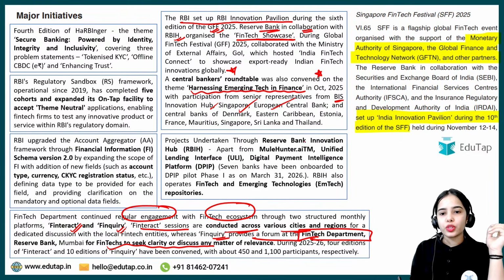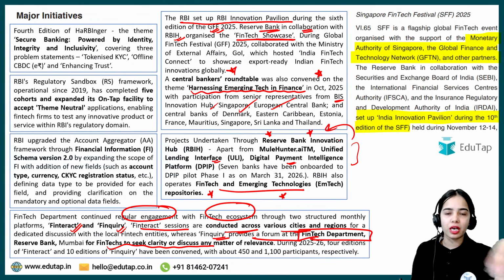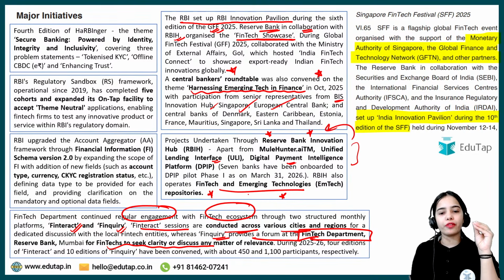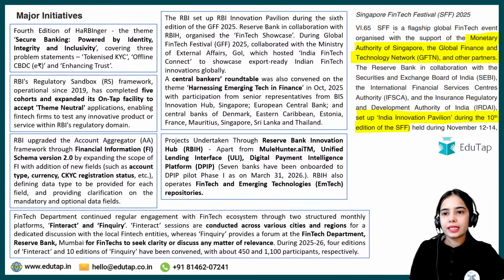Next is the projects undertaken through Reserve Bank Innovation Hub. So the projects that have been undertaken by the Reserve Bank Innovation Hub are Mule Hunter AI, Unified Lending Interface, Digital Payment Intelligence Platform. The RBIH also operates fintech and emerging technologies repository. So remember that the Mule Hunter AI is the project undertaken through the RBIH, Unified Lending Interface, the Digital Payment Intelligence Platform. All of these are the initiatives under the Reserve Bank Innovation Hub, and Reserve Bank Innovation Hub is the one that is operating fintech and emerging technologies. Got it?